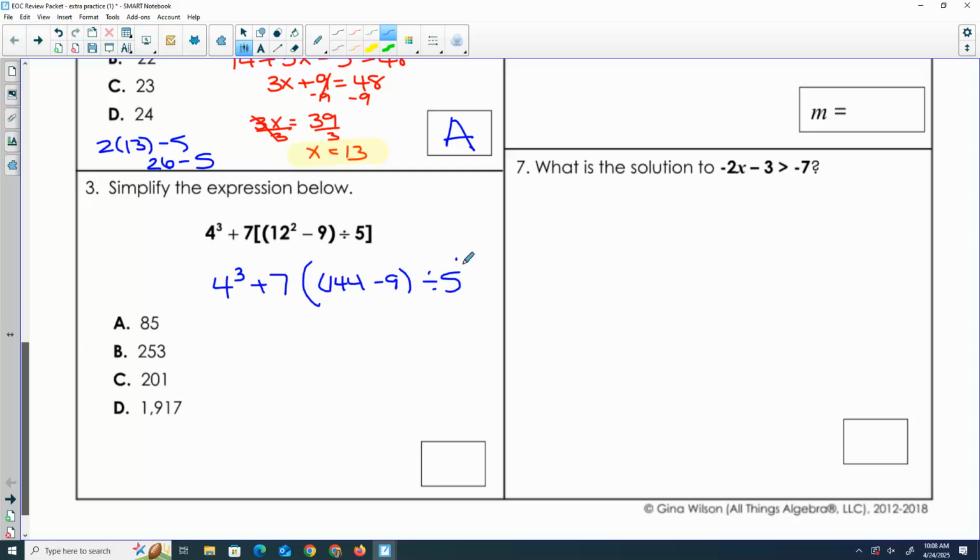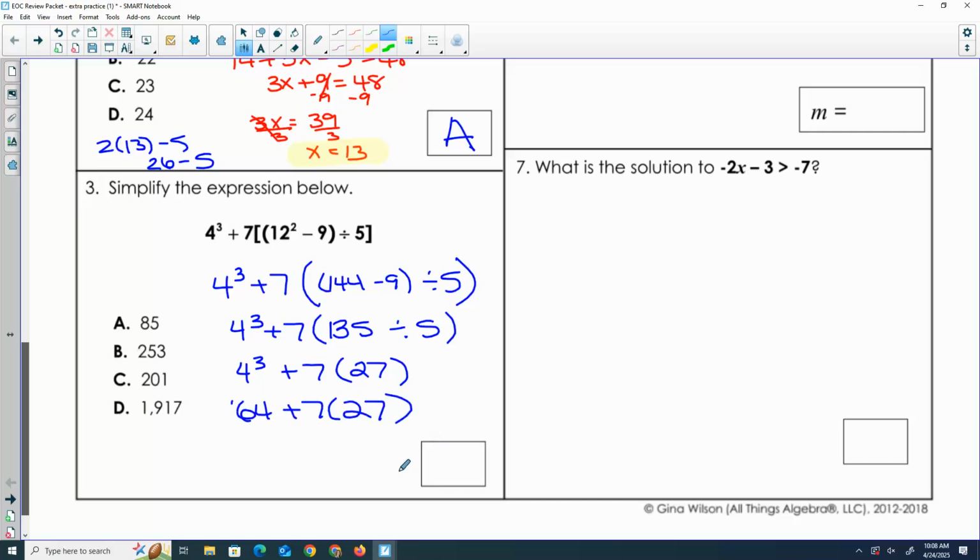So 12 squared is 144. 144 minus 9. So now you have to do the 135 divided by 5. 4 to the third is 64. So you have 64 plus 7 times 27. If you didn't already put it in the calculator, now would be the time. And if you plug that in, what do you guys get? 253.